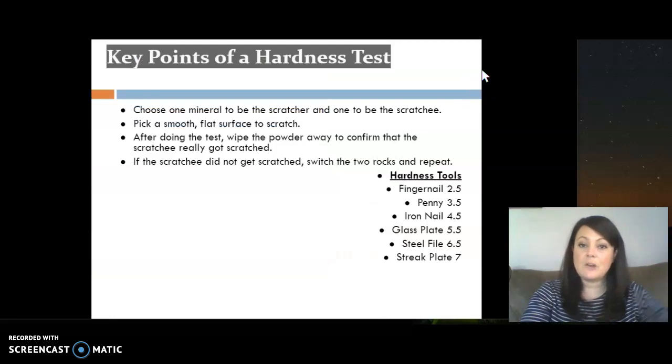Some of the key points of the hardness test. You choose one mineral to be the scratcher and one is going to be the scratchee. We'll pick a smooth, flat surface to scratch. After doing it, you wipe the powder away to confirm that the scratchee really got scratched. If it did not get scratched, switch the two rocks and compare.